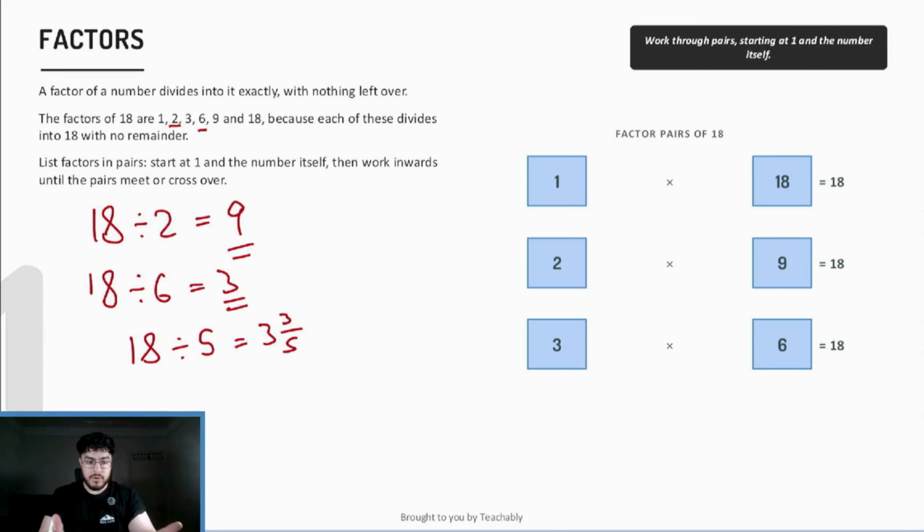Now, we don't have to worry about this right now because we're talking about factors. But the point is, there are numbers that do not go cleanly into 18, whereas there are numbers that go cleanly into 18, such as 2, 6, 3, 9, etc.